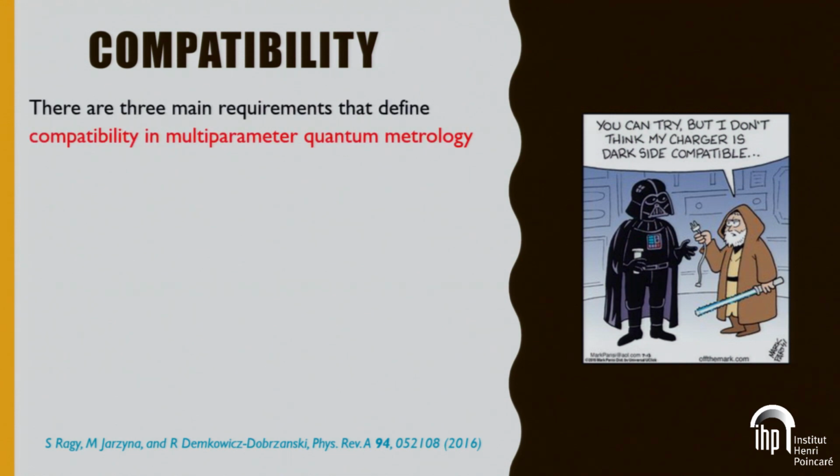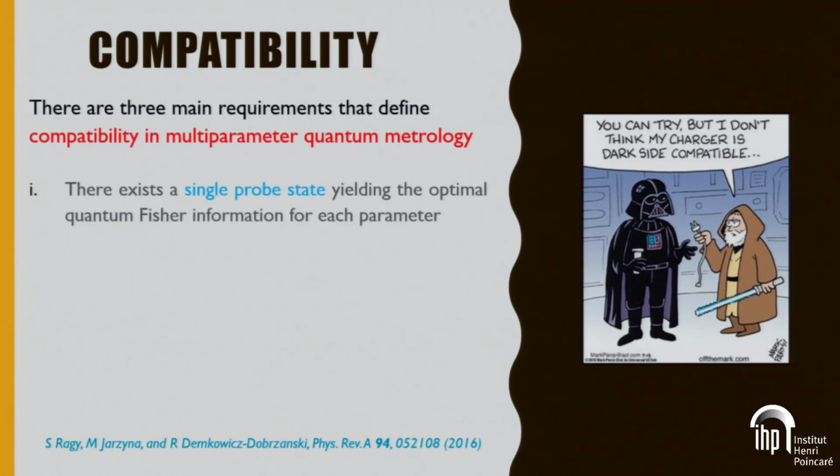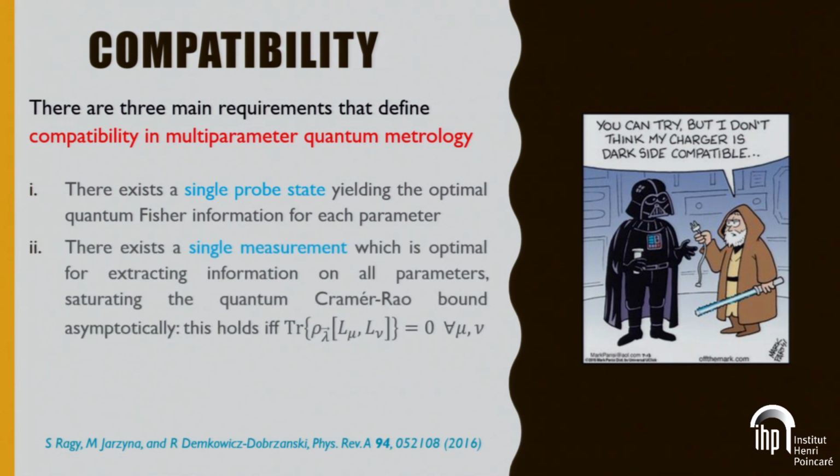So one of the conditions is not very relevant for us because there should be an optimal state that maximizes the Fisher information for all the parameters. This becomes relevant when you want to find the best probe to solve some estimation problem, but in our case, our source is fixed, so we don't have to bother about this condition. The second thing, and this is the most important, is that there exists a single measurement that allows us to estimate all the parameters optimally, leading to the asymptotic saturation of the quantum Cramer-Rao bound. And the necessary and sufficient condition for this is that the symmetric logarithmic derivatives for pairs of parameters have to commute on average on our state.